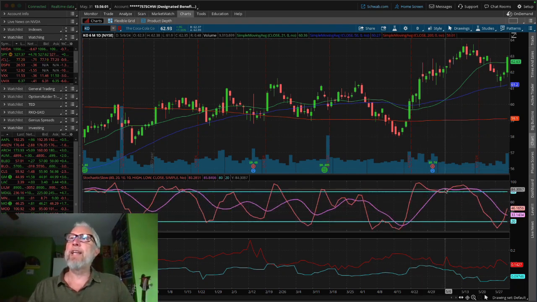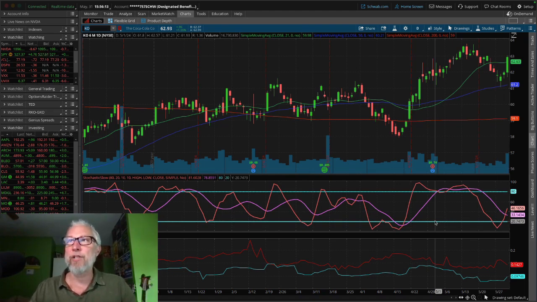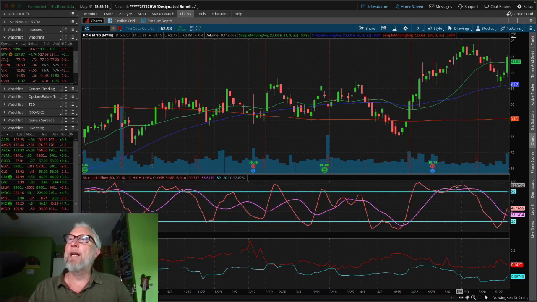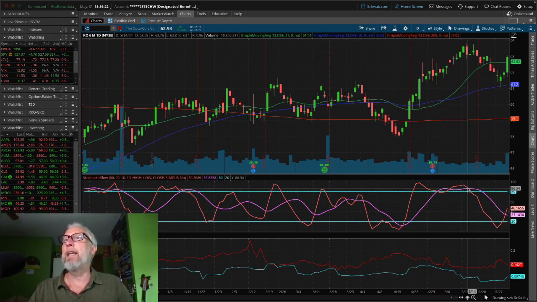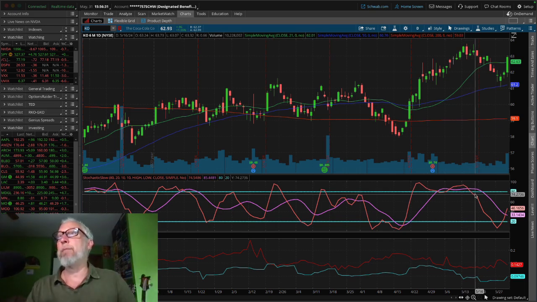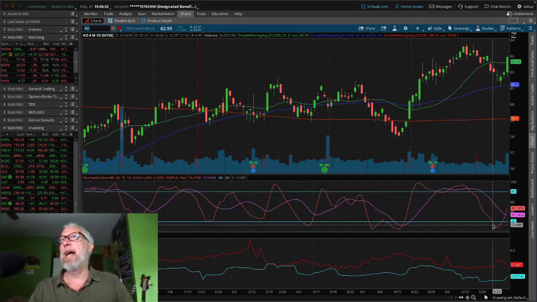When these lines get above the 80 line, we could be getting into a potential area of overbought, and when it's below 20, we could be in a potential area of oversold, but we use the lines as confirmation, specifically when both lines are above the 80 line and we see the fast line cross below the slow line as it did right here. Well, that indicates an overbought scenario that can be reversing, and we see that played out over about a couple of weeks right there.